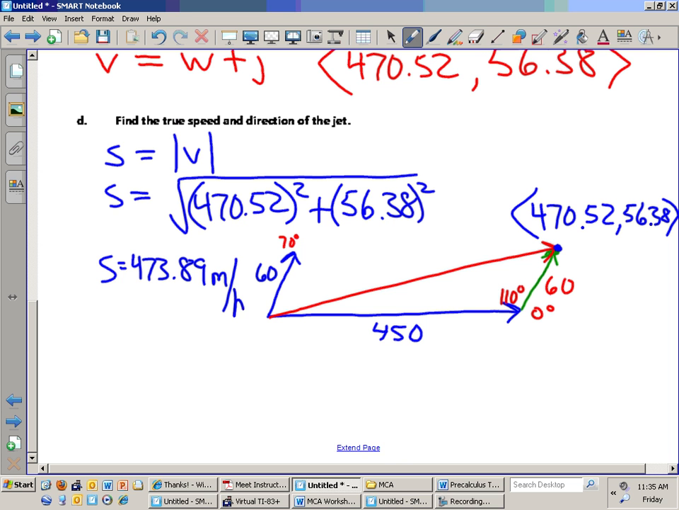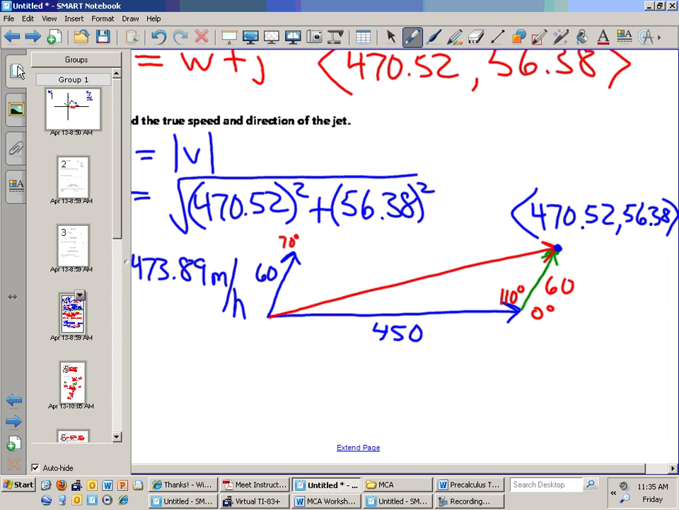miles per hour. So what that means is that as the plane's flying through the air at 450, it's actually traveling at 473 because it's got some help from that wind. It's traveling faster than the odometer reads. Does that make sense? So that's what we got. So that takes you through everything that we need to know.